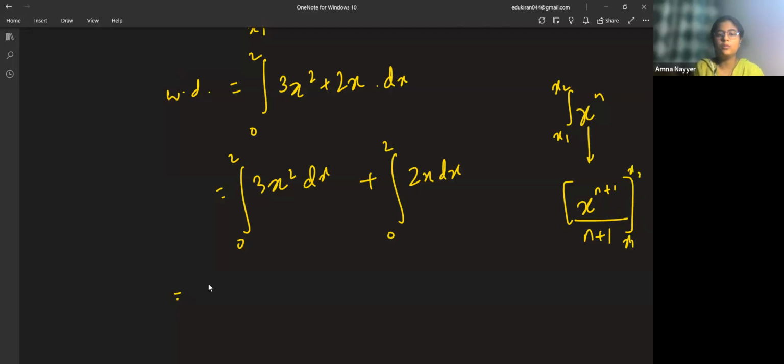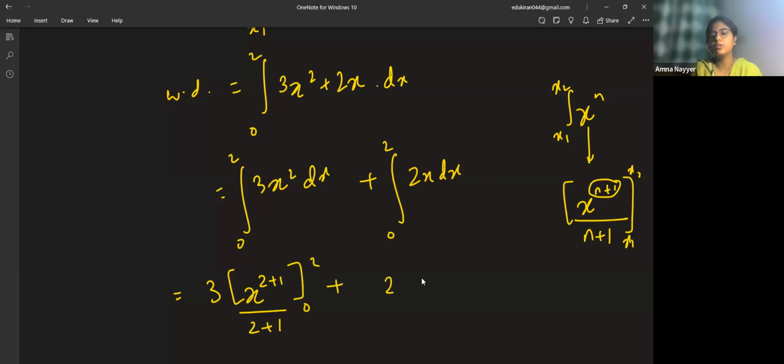So 3x square is already there, so it becomes power 2 plus 1, with limits 0 to 2. Same way here, 2x, where x to the power nothing means power 1, so 1 plus 1. Whatever is the power goes in the denominator, from 0 to 2.